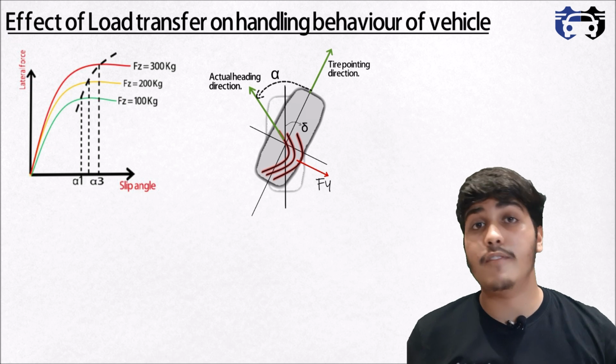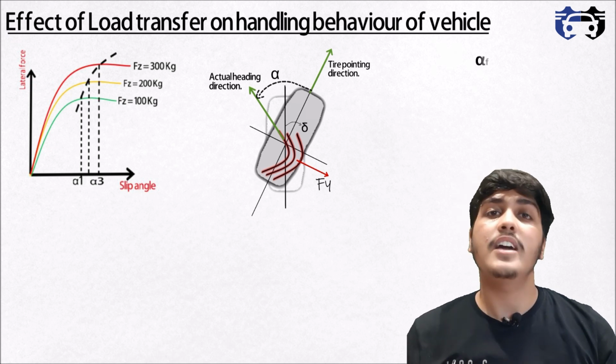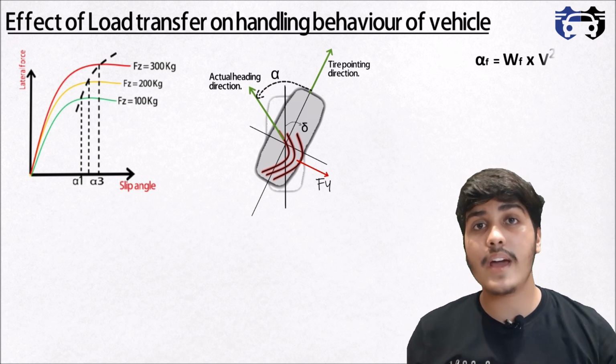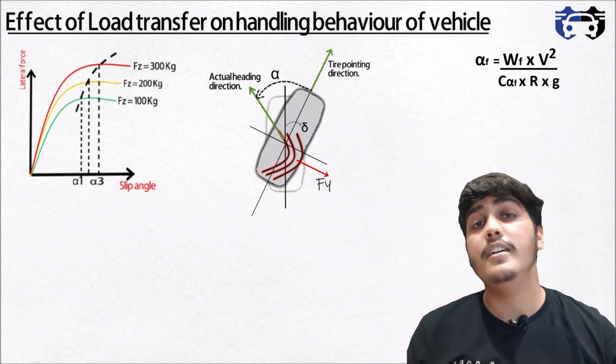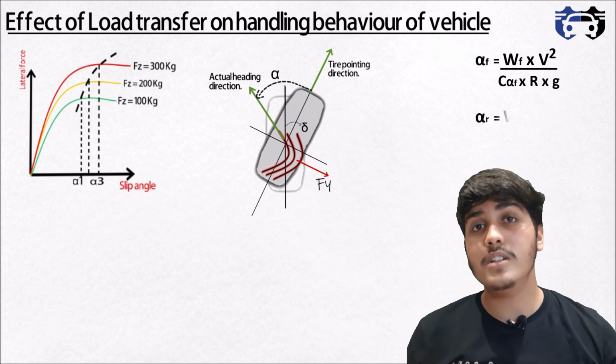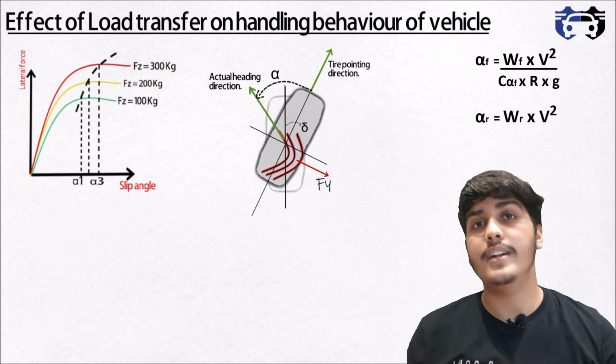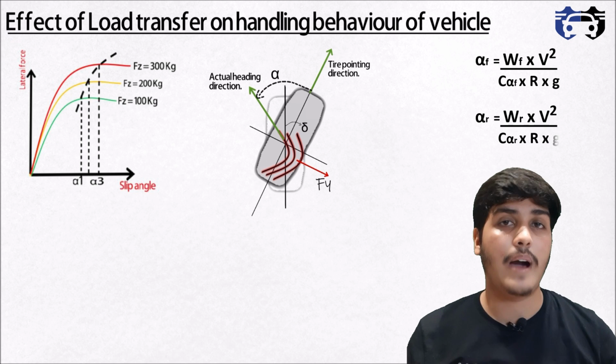The slip angle for the front tire is given by alpha f equals WF multiplied by V square divided by C alpha f multiplied by RG, and for the rear tire it is given by alpha r equals WR multiplied by V square divided by C alpha r multiplied by RG.